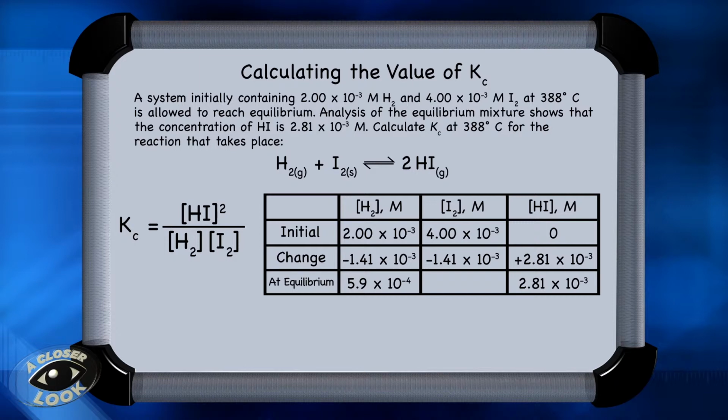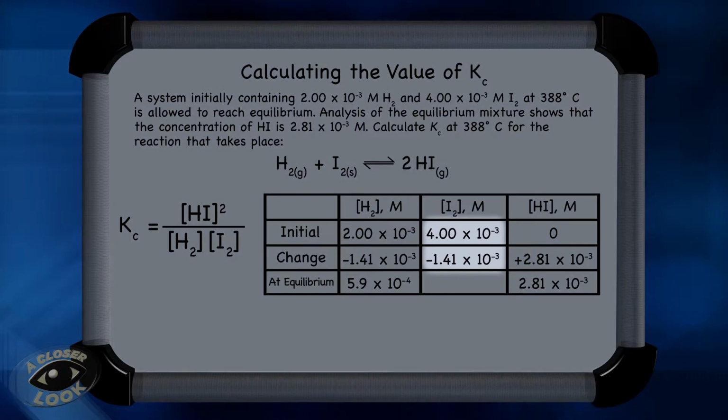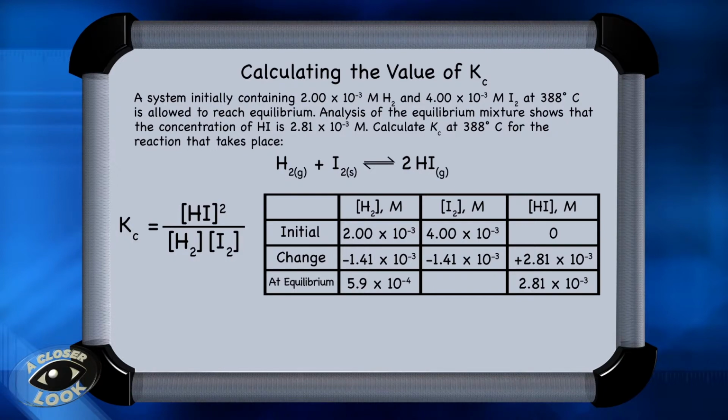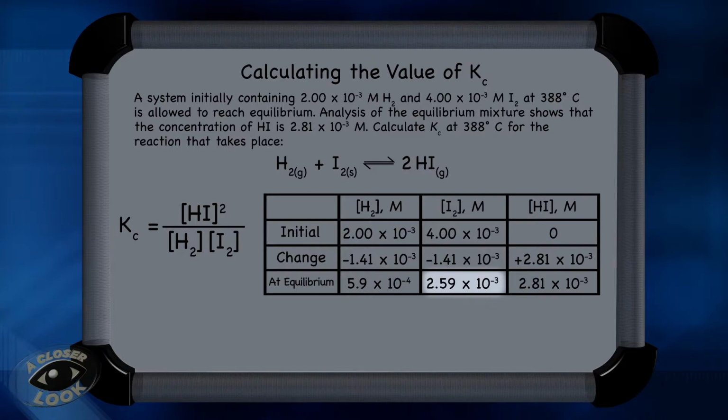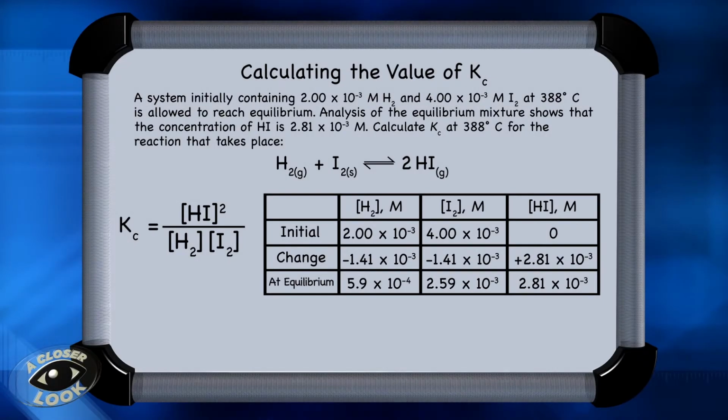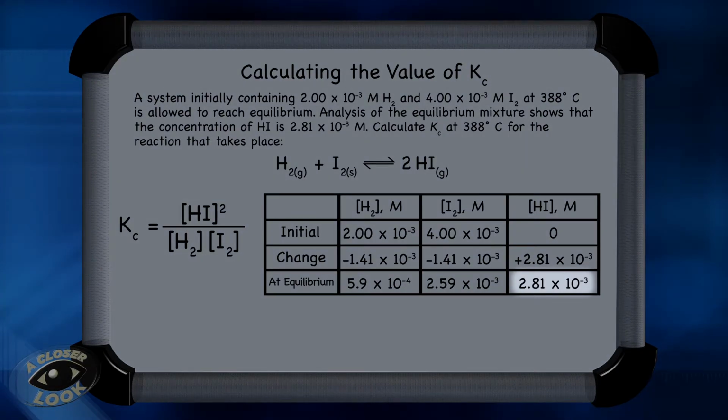Since the concentration of iodine is also decreasing as the system approaches equilibrium, we take the initial concentration, 4.00 times 10 to the negative third, and subtract the change in the concentration of iodine, which was 1.41 times 10 to the negative third, and we find the equilibrium concentration of the iodine is 2.59 times 10 to the negative third molar. And we already have the equilibrium concentration of the hydrogen iodide, which is 2.81 times 10 to the negative third molar.